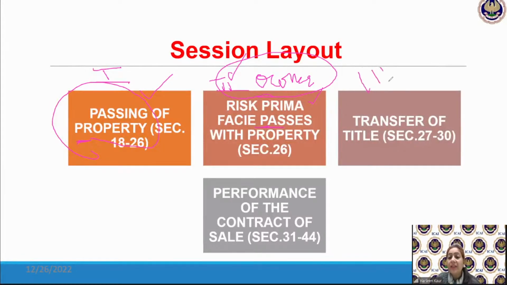Point number 3 deals with transfer of title to the goods. Title, remember, is another word that we use for ownership. The whole chapter is talking about ownership. First, passing of property. Property is also ownership. Risk passes with property. Again, whosoever is the owner. Third topic, transfer of title. Title also means ownership. Can I sell the goods? Only if I am the owner of the goods can I sell the goods. So sections 27 to 30 teach us who are the people who are not the owner of the goods, but still they can sell the goods.